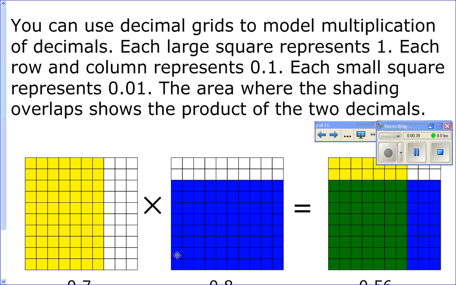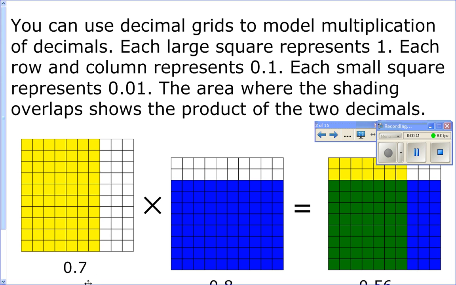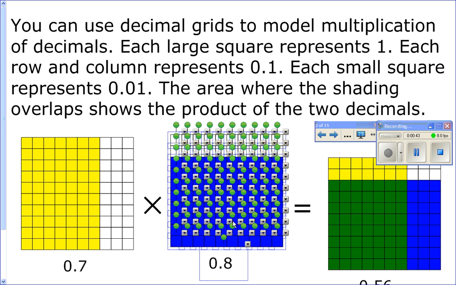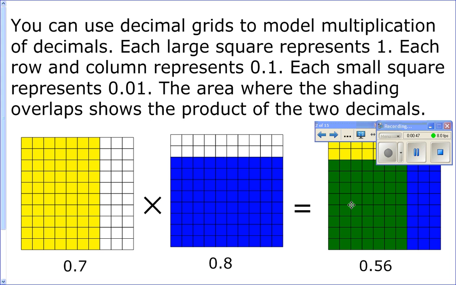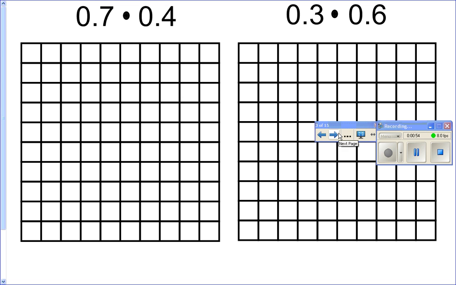Okay, you'll multiply the two numbers, and whichever squares have both colors, so our green, will be your answer. So of course we're going to do some examples to see what we're talking about. This first one is 7/10 times 4/10.